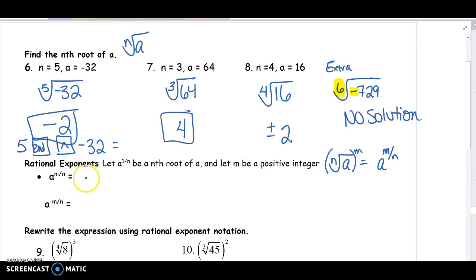It's kind of a mouthful. So a to the m over n, the denominator of the fraction is always the index of the radical. The numerator of that fraction is then the exponent outside of that radical. Then thinking back to the last 2 days, negative exponents move. So this becomes 1 over a raised to the m over n. So this is 1 over the nth root of a raised to the mth.